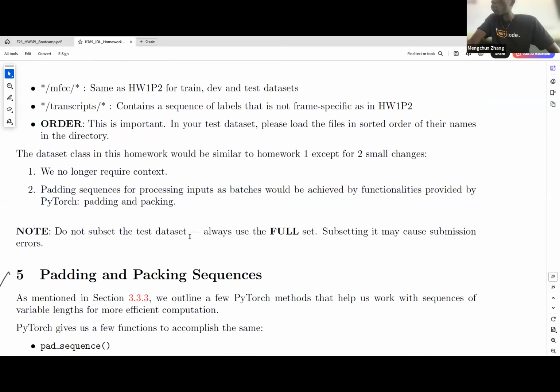Like we told you, in homework 1 you are doing a frame classification. This one, you're doing a sequence classification. In homework 1P2, every frame had a label. In this particular homework, you have many frames, but the label is just one.